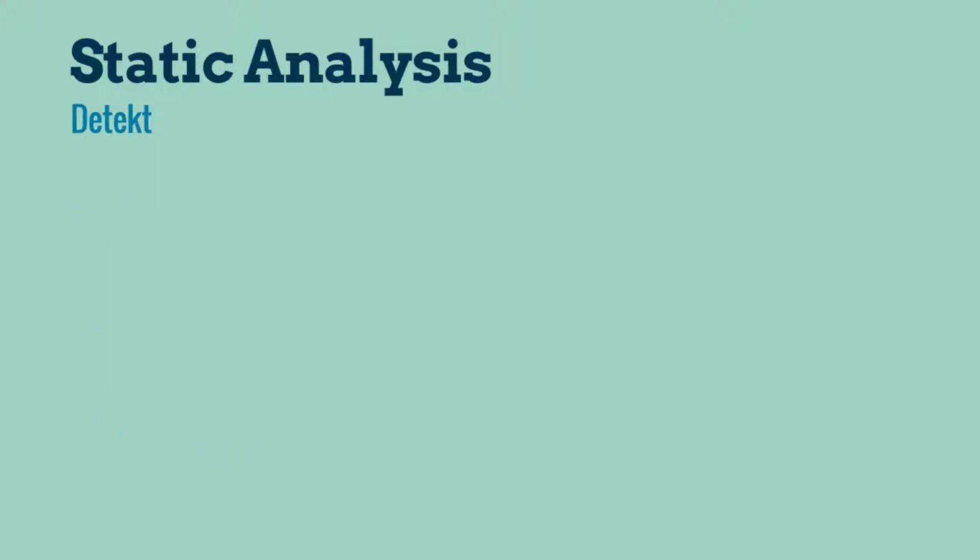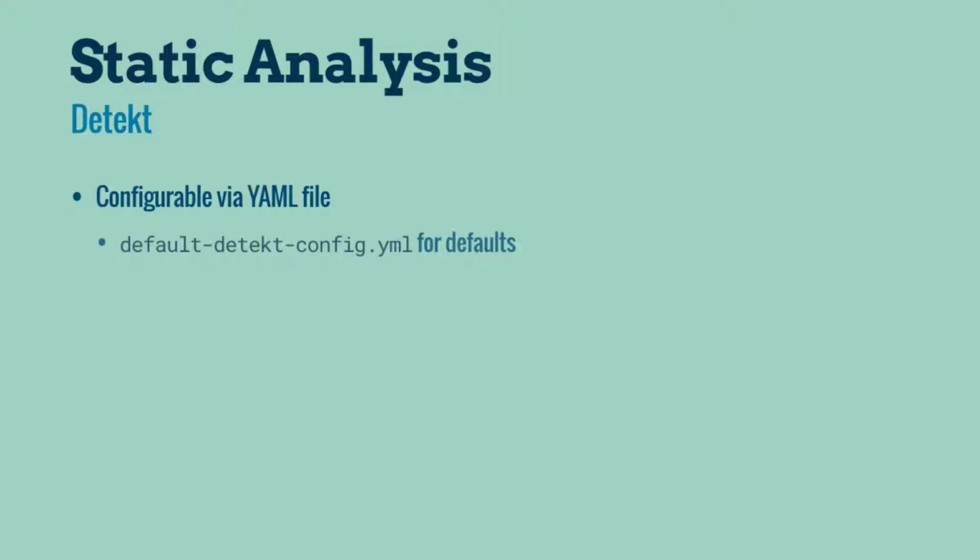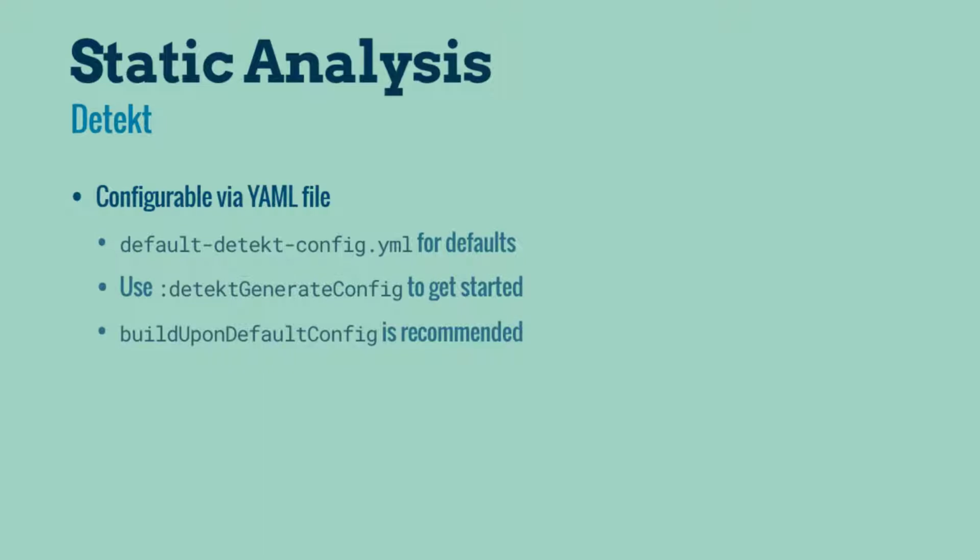Contrary to ktlint, detekt is configurable in depth. There is a YAML file that contains the whole configuration. There's a default file that you can find in the detekt repository, or you can also use a Gradle task that the detekt plugin creates, which is detektGenerateConfig. That's going to write out the YAML file with all the defaults for you.